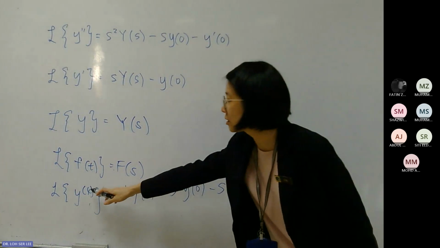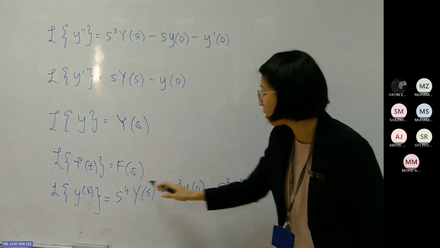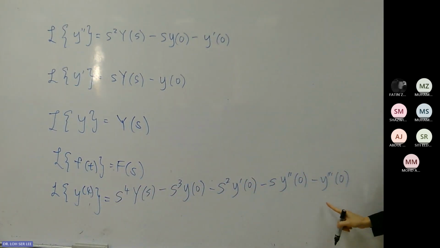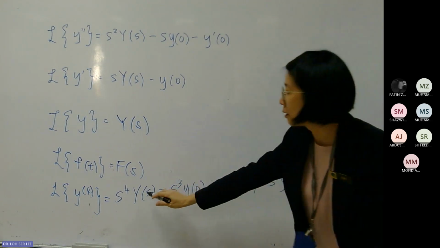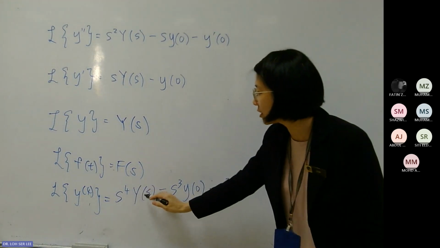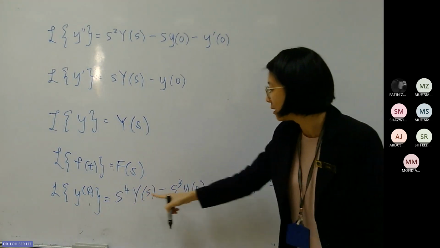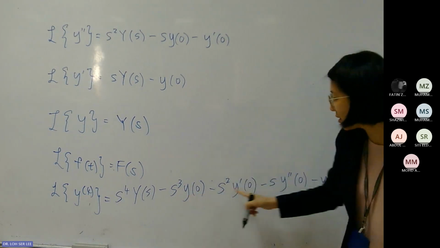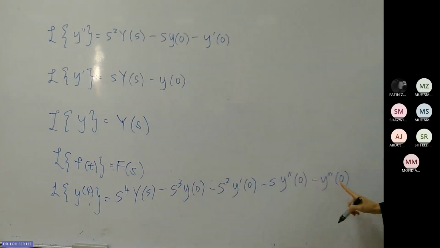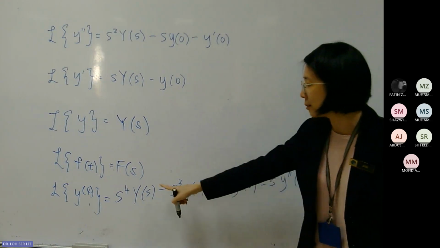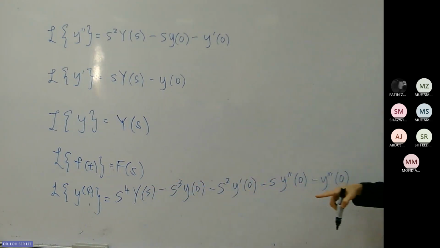So you see, when this is order of 4, you have s to the power of 4, 3, 2, 1, 0. Then we stop at the term s power of 0. The first term is capital Y in s. The rest are lowercase y in 0. The second term is y, next will be y prime, next y double prime, y triple prime, and so on. This is how we Laplace transform a derivative.